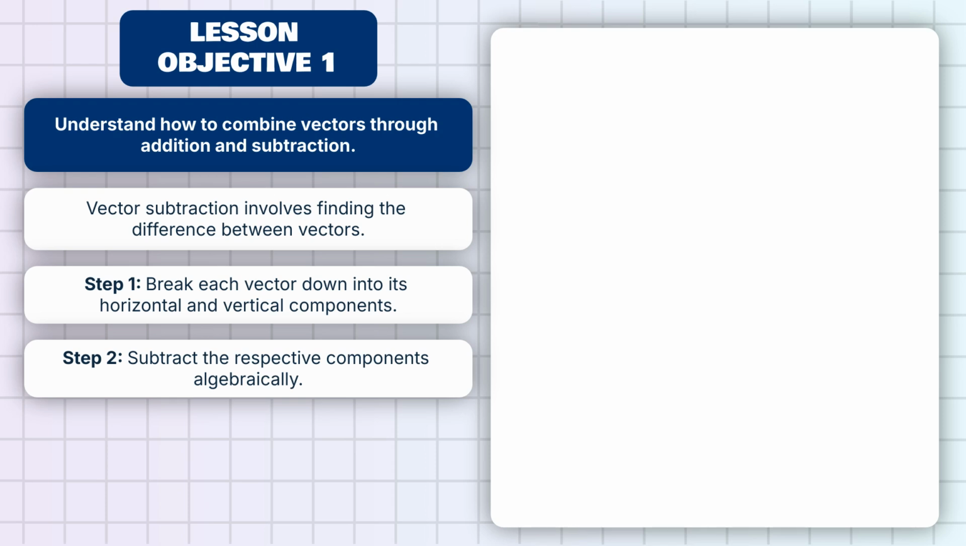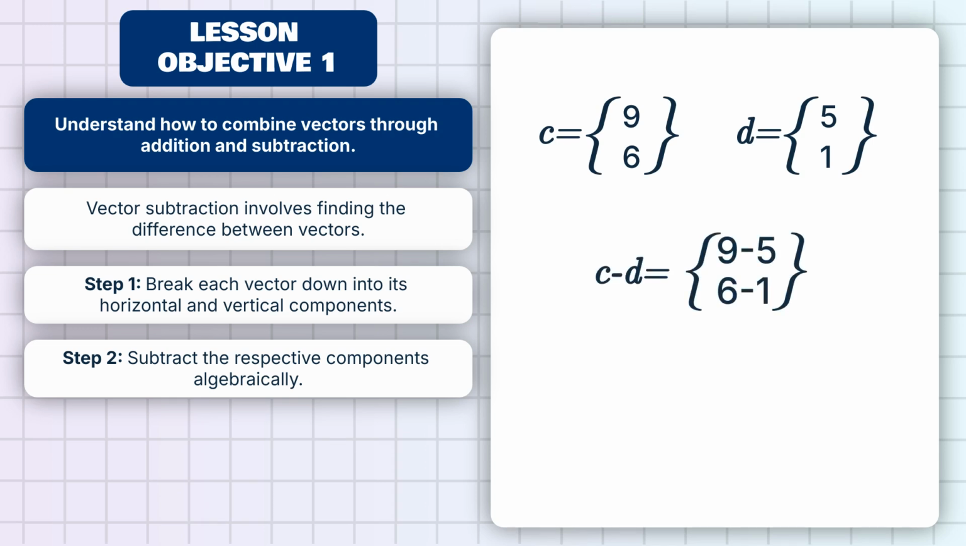Let's use the same example where c equals 9 over 6 and d equals 5 over 1. To calculate c minus d, we need to subtract 5 from 9 as our horizontal components, and then subtract 1 from 6 as our vertical components. Our final answer would be c minus d equals 4 over 5, which matches the answer from the graphical method.